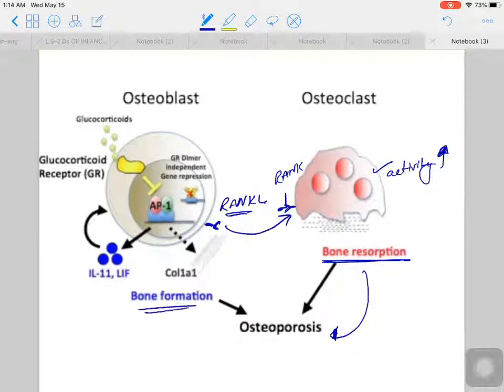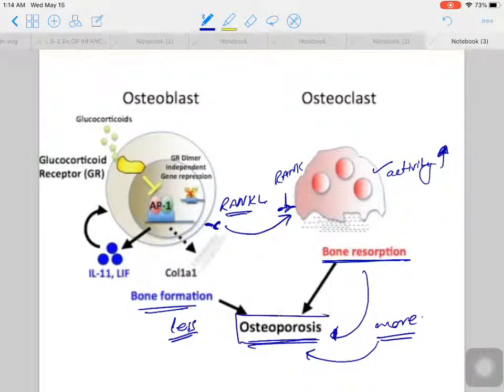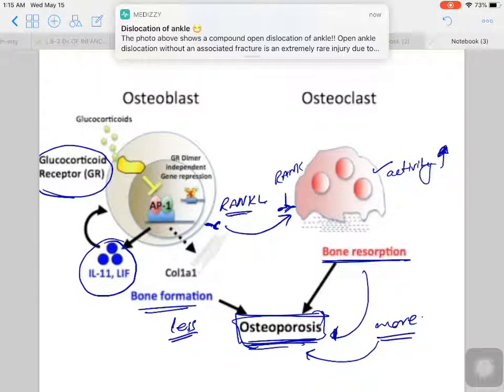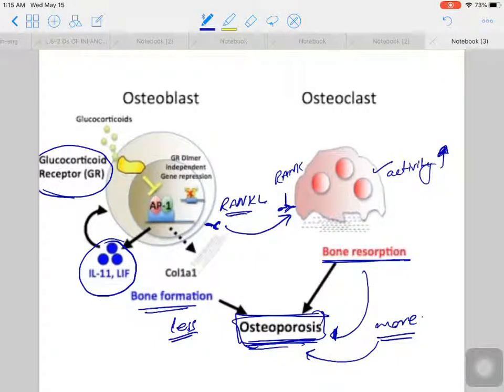Okay, if the bone formation is less and bone resorption is more, it leads to the weakening of bone, more damage of bone, and this condition is osteoporosis. So all those factors, that is interleukins and glucocorticoids and certain other drugs, increase the expression of RANKL on the osteoblast, and in this way it activates the osteoclastic activity and bone resorption increases, and it leads to osteoporosis.